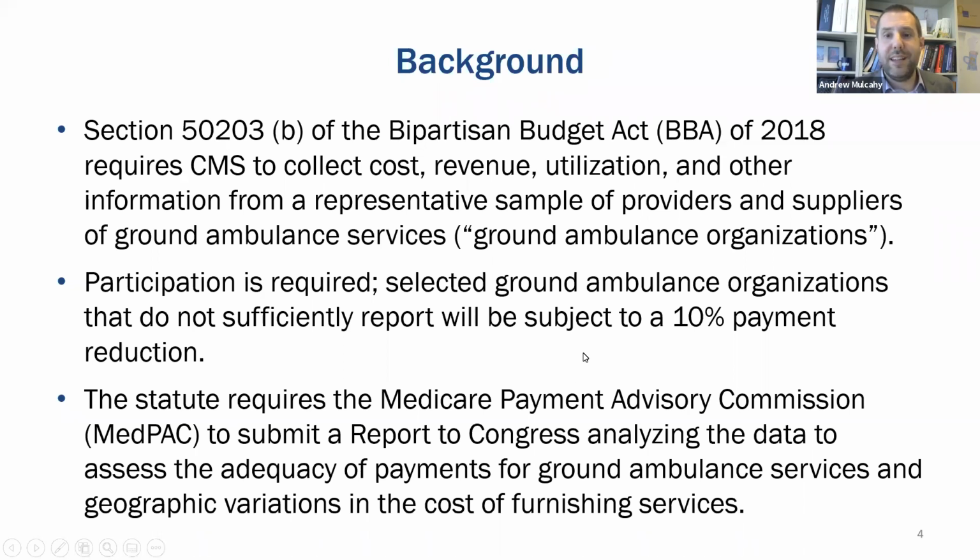So this will shine a light on the operations and the finances of ground ambulance organizations in a way that simply there hasn't been good information on before. It's a real opportunity for MedPAC to dig into it and give Congress and CMS some advice on Medicare payment rates.